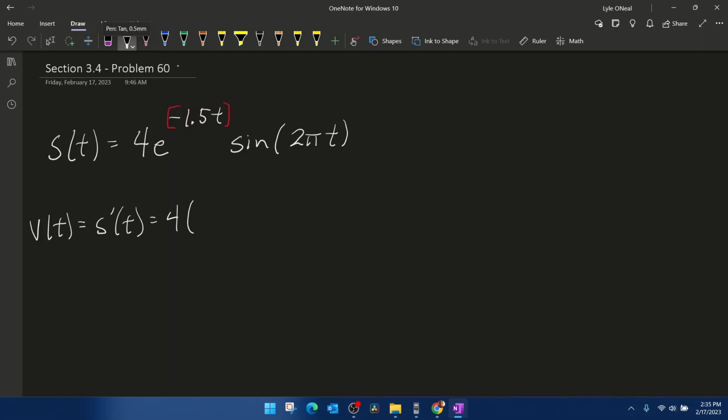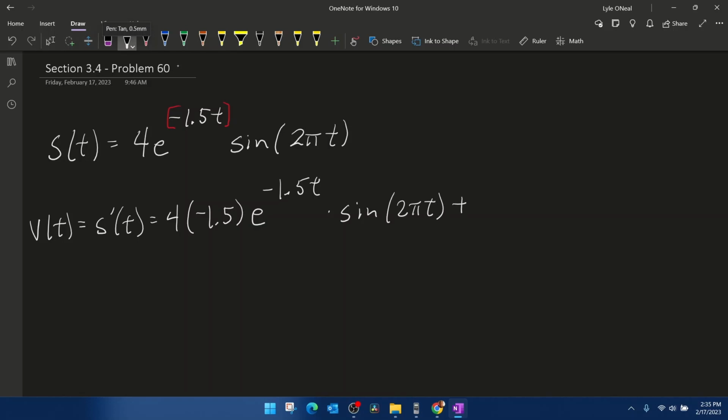That's going to go into the coefficient. That's going to come out front. So the derivative of negative 1.5t is just negative 1.5. That's going to be multiplied by 4. And then e to the negative 1.5t. And then that's going to be multiplied by the second, sine of 2 pi t.